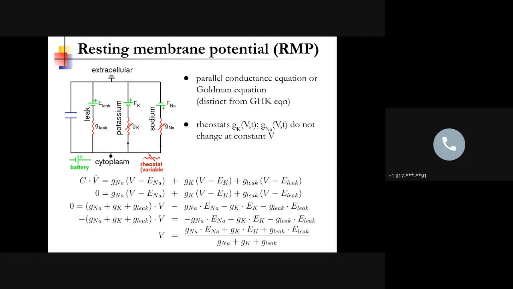So the reason everything is at rest is that the conductances, which are functions of voltage and time, do not move if the voltage does not move. So they are stationary, they're stable. So those rheostats, the resistors with the lines through them, GK, GNa, are constant at constant voltage. So we can simply say that we now know from what we looked at before that C V dot, actually should be negative C V dot, is equal to G Na times V minus E Na plus G K, et cetera.